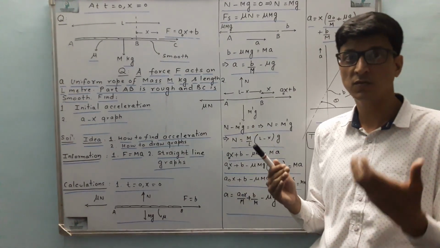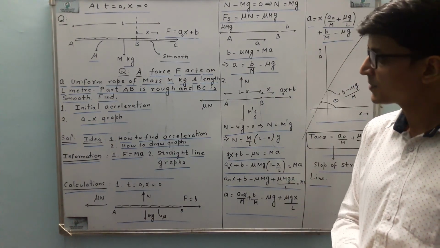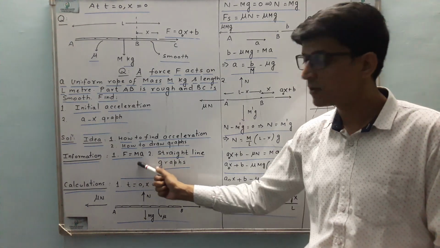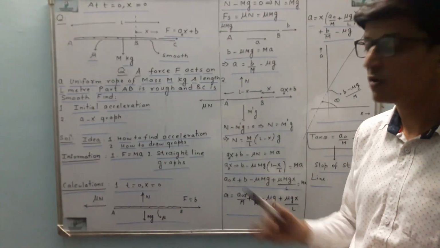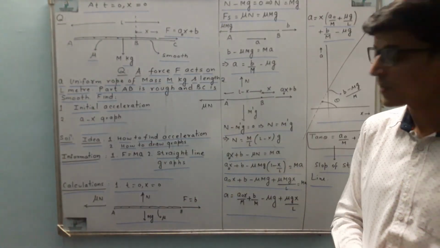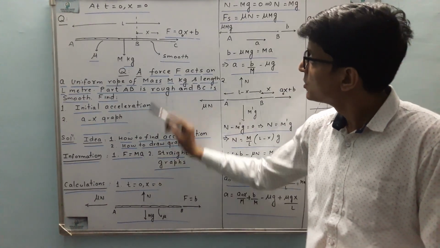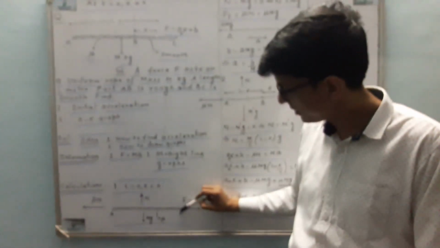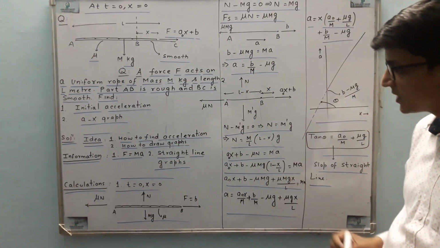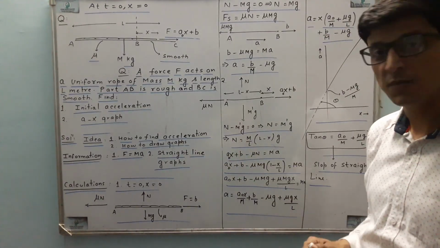Now we need to retrieve certain information from our mind to solve this question. The information is F is equal to ma, Newton's second law of motion for constant mass, and the straight line graphs. Now let's start working on the calculations. If t is equal to 0, then x will be 0. So this point will lie on B. The force will be equal to B because x is 0. So force is equal to B.